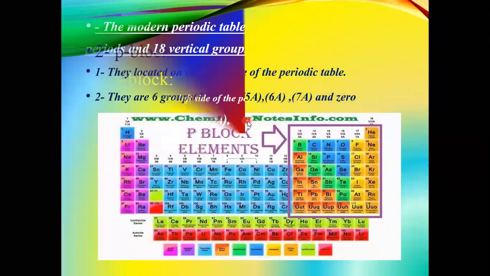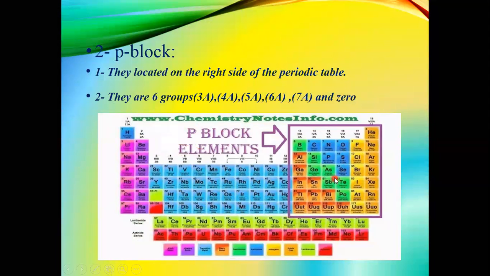Let's go to the second block, which is P block. P block on the right side of the periodic table, and it consists of six groups: 3A, 4A, 5A, 6A, 7A, and 0 group. So it consists of six groups.